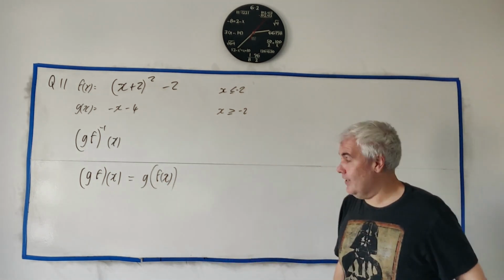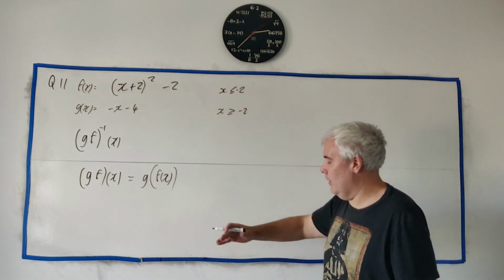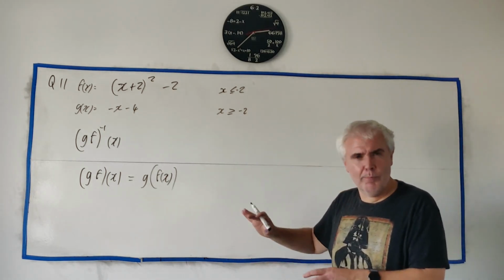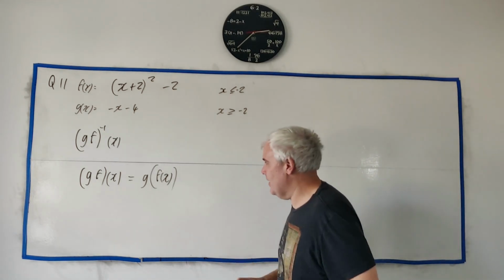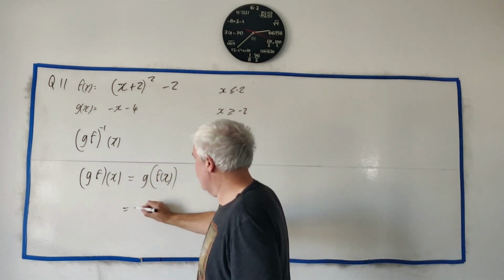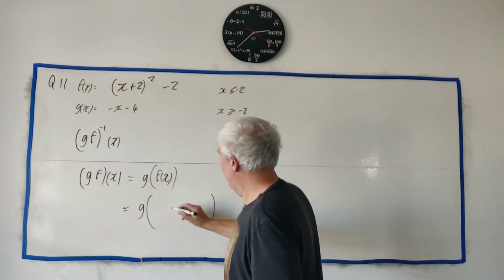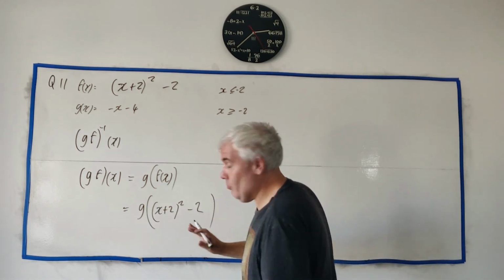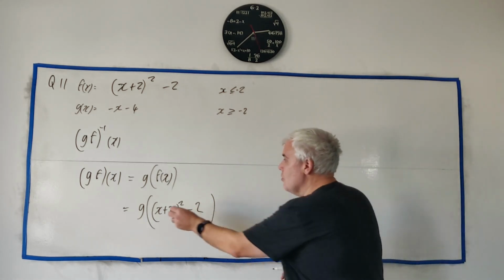Okay, so let me write it like that. What does that look like? We'll have to talk about the domains and the ranges again, unfortunately. But before we do that, let's just get a rough idea. f(x), we know what f(x) looks like. So this is the same as g of (x plus 2) squared minus 2. That's all. What does g do?